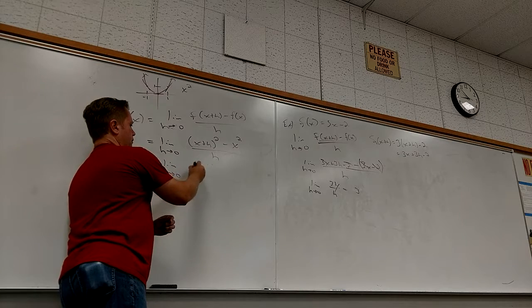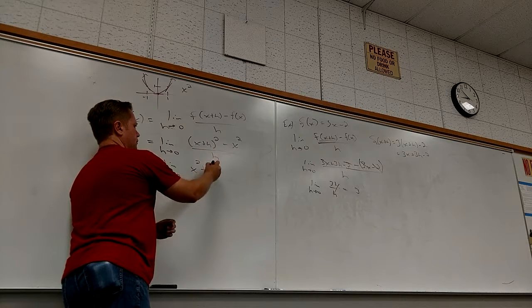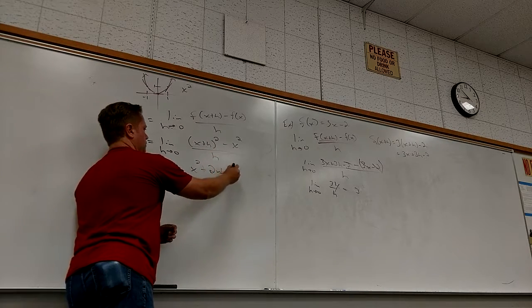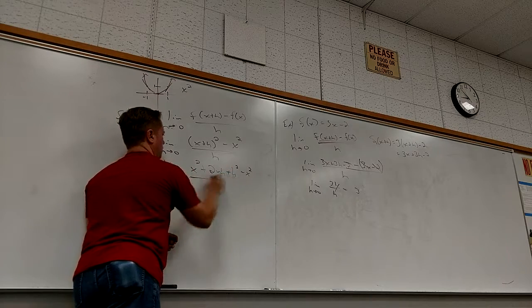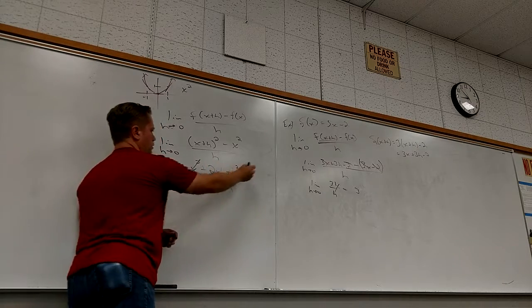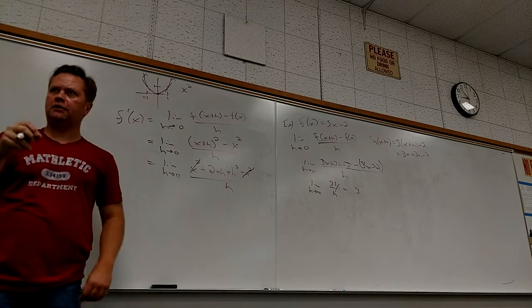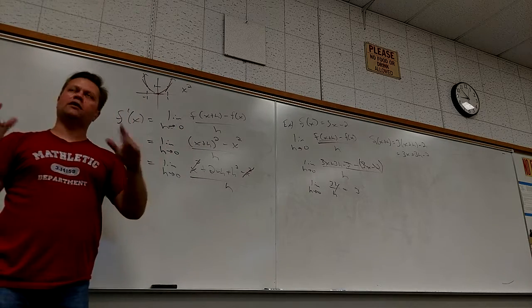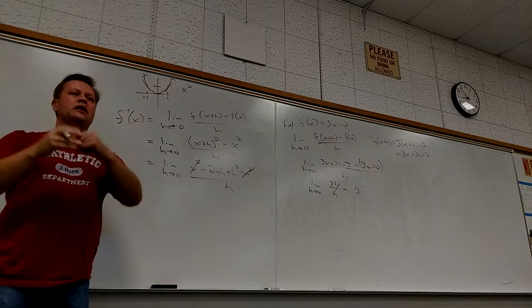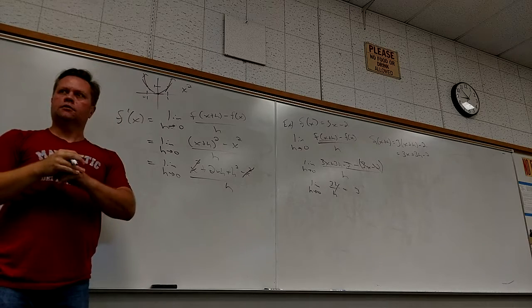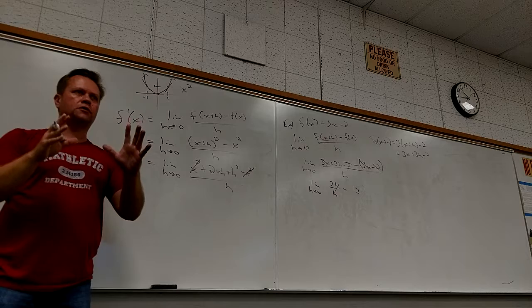So up here, what do you get? x squared plus 2xh. The x squares go away. Everything that's left has an h in it. That will always happen for most of the functions we look at. Almost always.